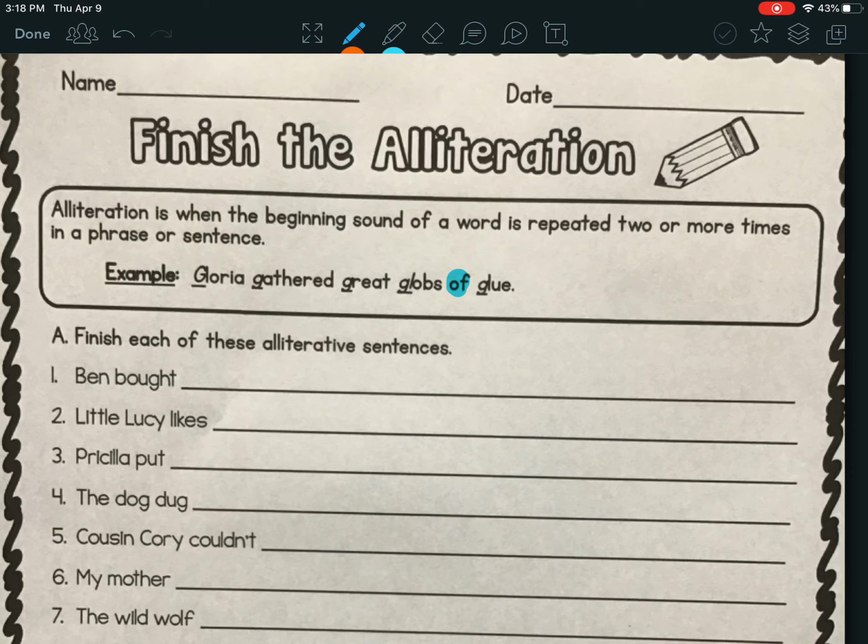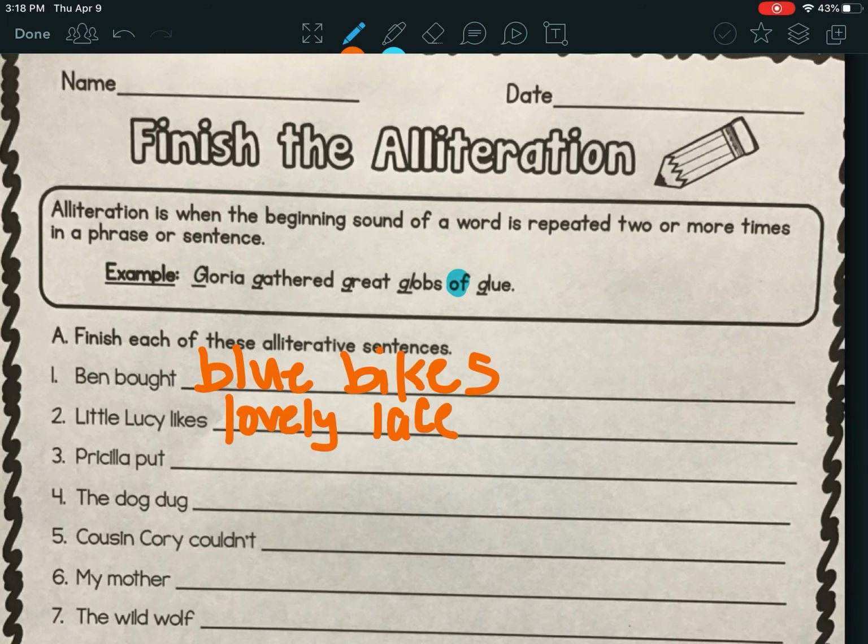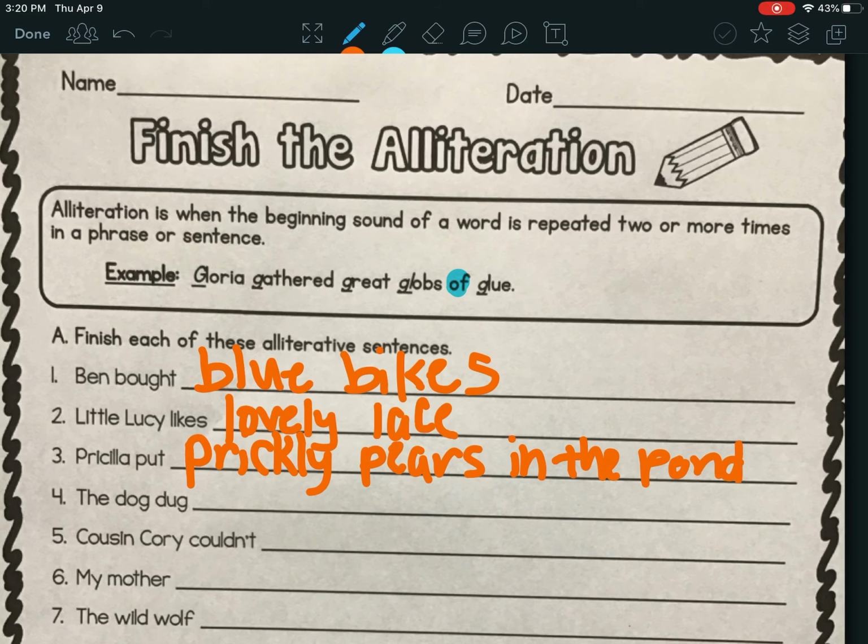I'm going to finish these alliterations. Ben bought blue bikes. Because all of those start with B. Little Lucy likes lovely lace. Priscilla put prickly pears in the pond. Now that's just silly.